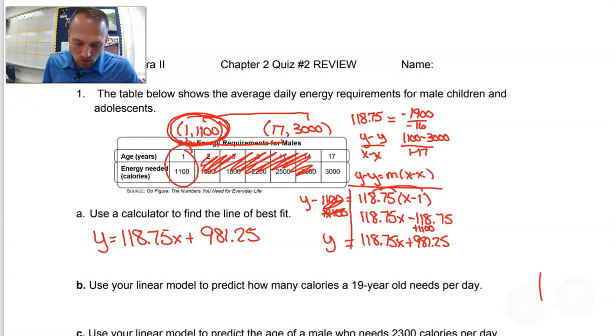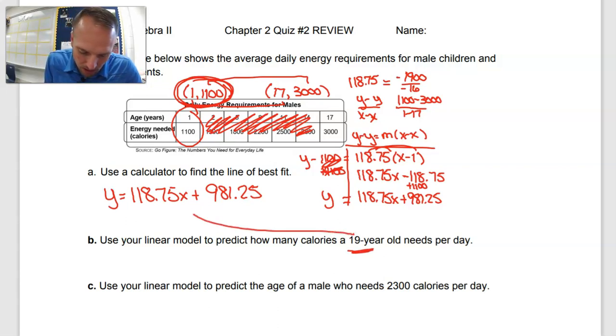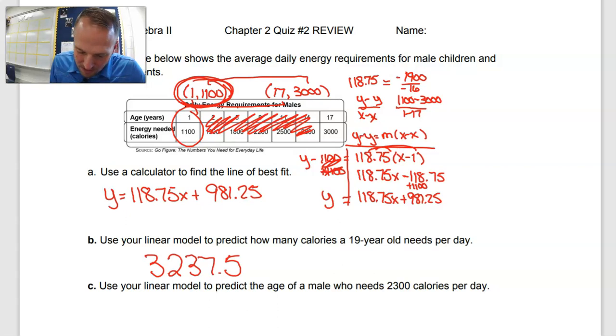Letter B, use your linear model to predict how many calories a 19-year-old needs per day. Okay, so 19, that's our x. All we have to use is the equation that we just wrote at the top, and we need to sub 19 in for x. So if I put in 118.75 times 19 plus 981.25, it's going to give me 3,237.5.